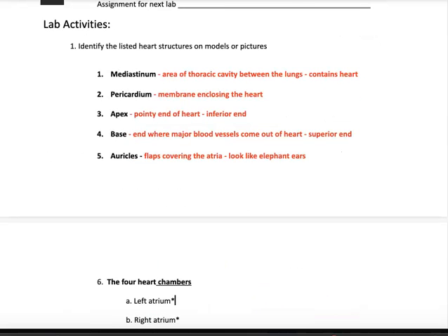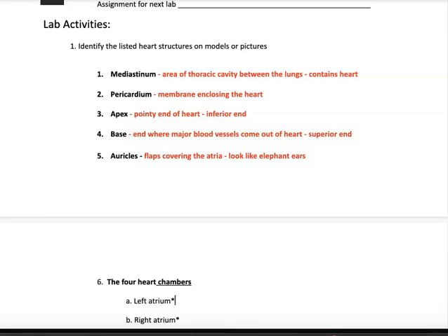So with the heart, the mediastinum is an area of the thoracic cavity, which you remember from AMP1, between the lungs. It contains the heart, esophagus, trachea, those kinds of organs. The pericardium is the membrane enclosing the heart. If you're listening to this with this anatomy, you should have the pictures in front of you. That will make it easier if you want to use it as a review.